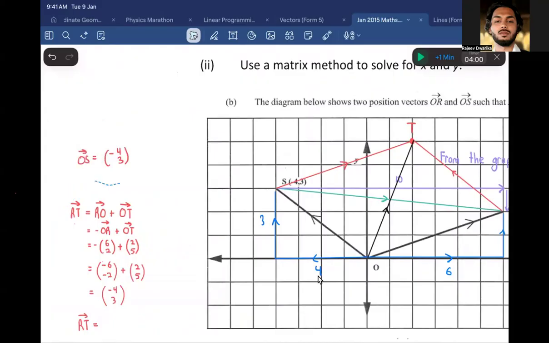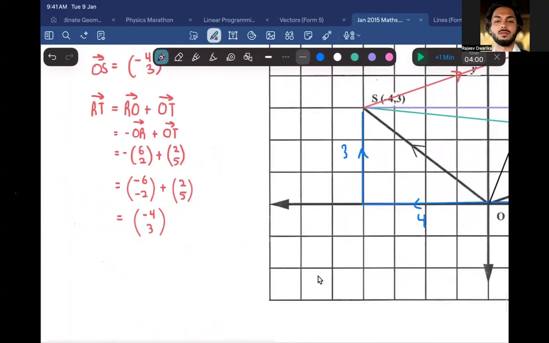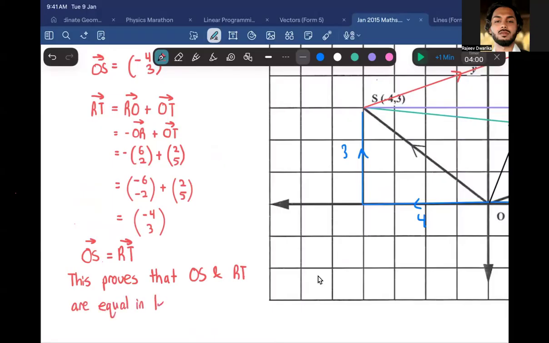So is that good news or bad news? Good news. Right, that's good news. So now we could say OS is equal to RT. Right, we could say that. Mira, tell me if you understand that. So far, yes. All right, nice. So what did this prove? This proves that OS and RT are equal in length and parallel.